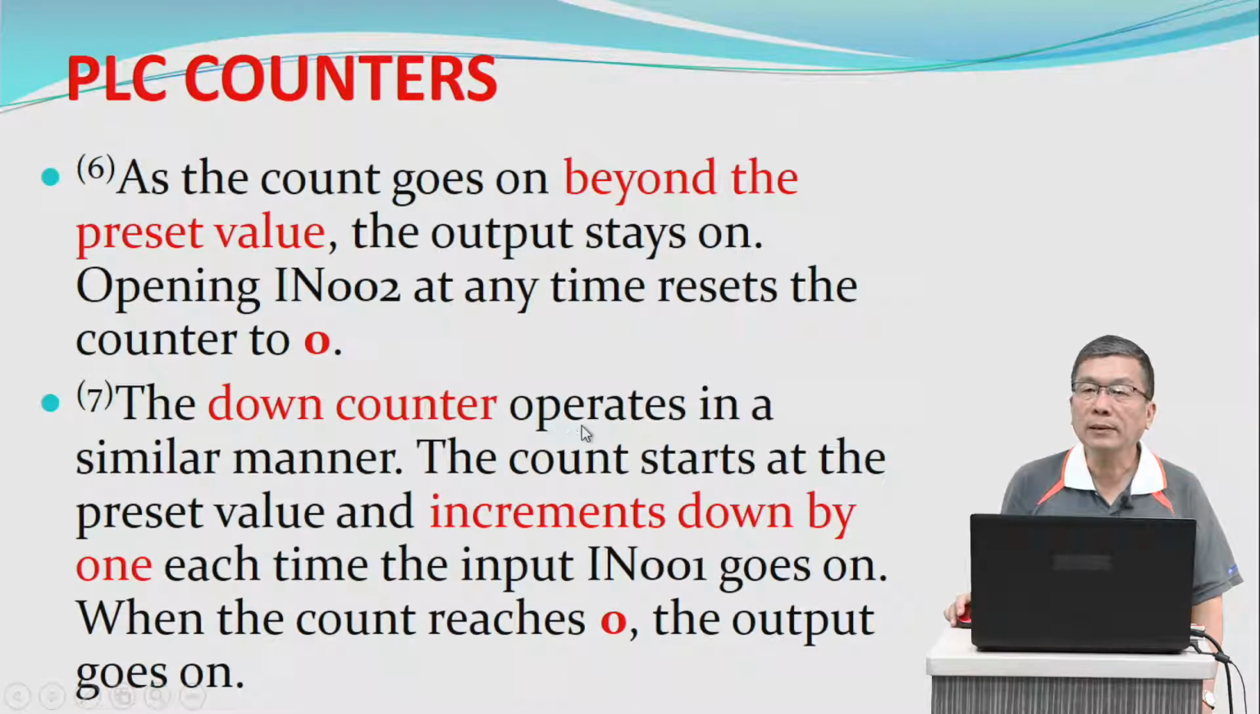The down counter operates in a similar manner. The count starts at the preset value and increments down by 1 each time the input IN1 goes on. When the count reaches 0, the output goes on.